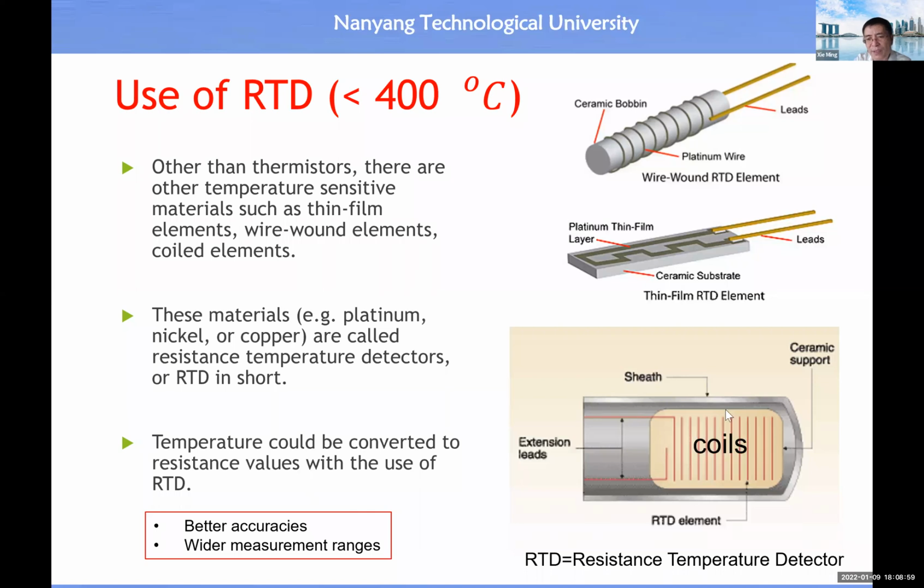And we may also create a coil-like structure, right? Normally the temperature-sensitive materials are platinum, nickel, and copper. So it looks like a resistor. However, its measurement range is much larger than a thermistor. The advantage of using an RTD is better accuracy and a wider measurement range. Also, this is a much less expensive device compared to, for example, an infrared camera. So this is a low-cost solution for us to implement a temperature sensor.